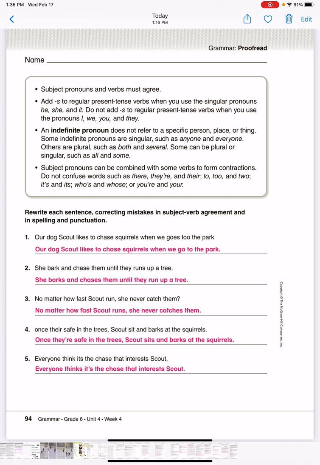Scout runs. Then there are minor corrections, like you can see number 4, you need to capitalize to begin your sentence. Okay. Scout sits. And last but not least, thinks it's the chase. Thinks it is the chase.